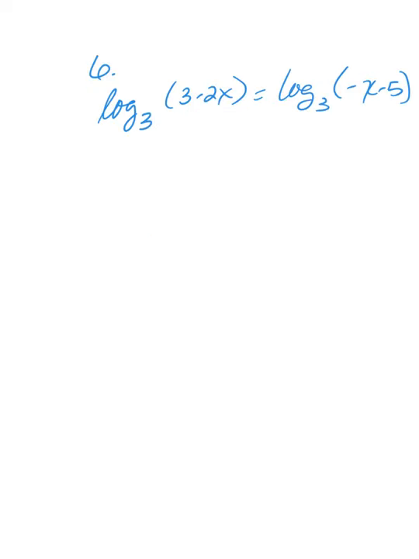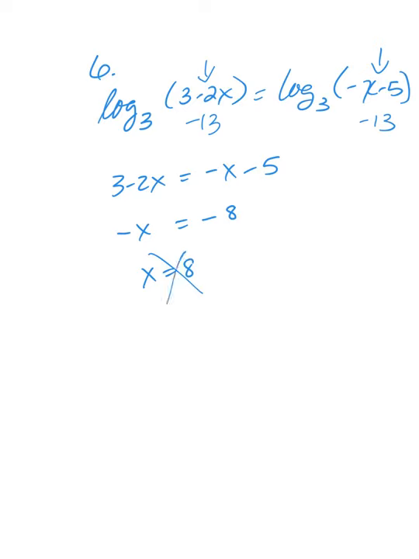Now we're doing number 6. Same routine. Log base 3 of that mess equals log base 3 of the other mess. That means that 3 minus 2x equals negative x minus 5. And when I move the x's to the left, I get negative x. And when I move that 3 to the right, I get negative 8. So x equals 8, right? Well, what happens when I put an 8 in here? I get negative 8 minus 5 is negative 13. When I put an 8 in here, I get 3 minus 16, which is negative 13. So it's no solution.